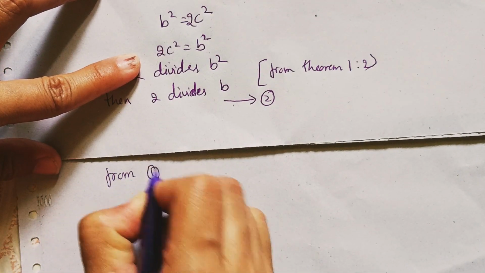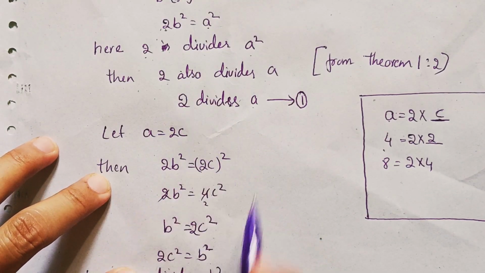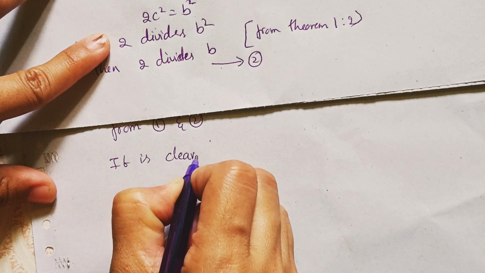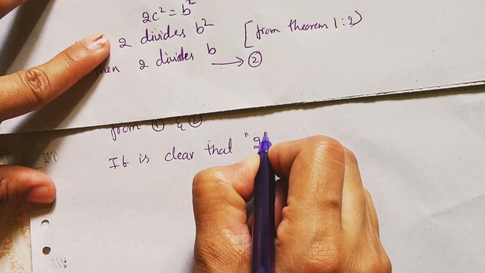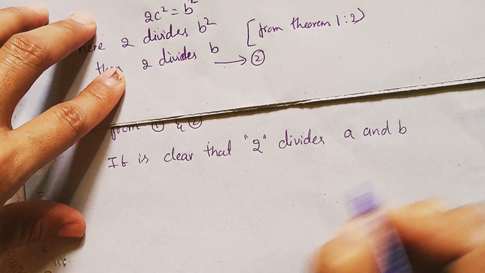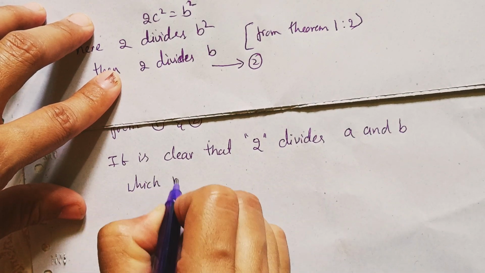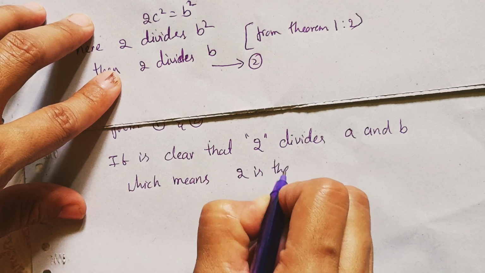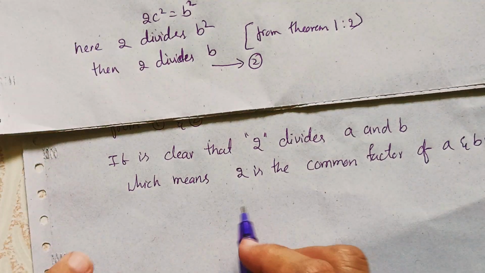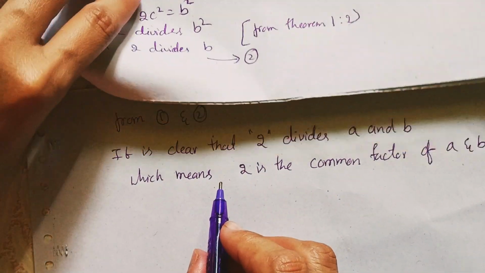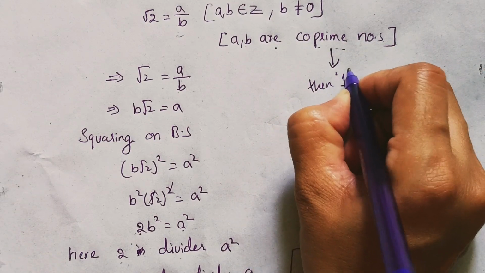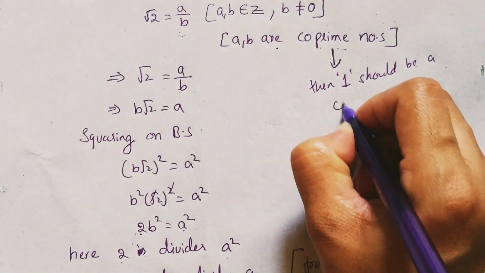So from equation 1 and equation 2, it is clear that 2 divides A and B, which means 2 is the common factor of A and B. So what I told you: if A and B are co-prime numbers, then 1 should be a common factor.